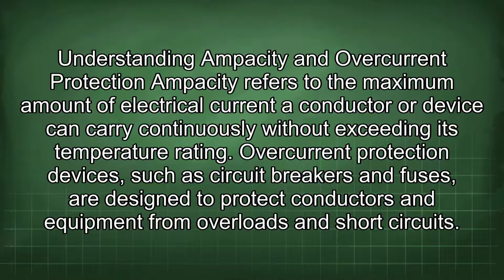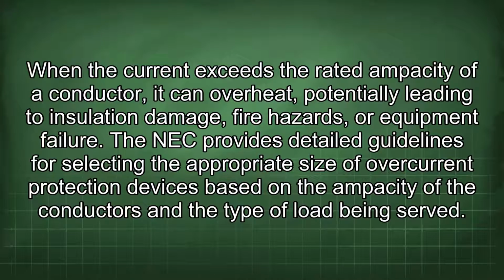Understanding ampacity and overcurrent protection. Ampacity refers to the maximum amount of electrical current a conductor or device can carry continuously without exceeding its temperature rating. Overcurrent protection devices, such as circuit breakers and fuses, are designed to protect conductors and equipment from overloads and short circuits. When the current exceeds the rated ampacity of a conductor, it can overheat, potentially leading to insulation damage, fire hazards, or equipment failure.